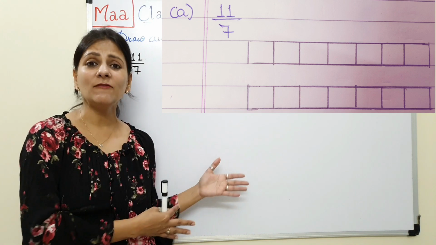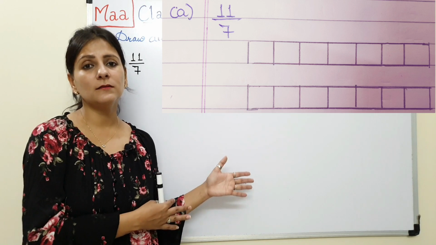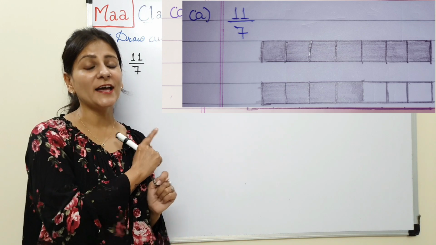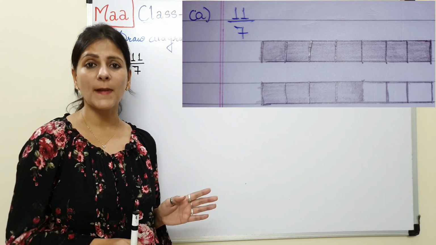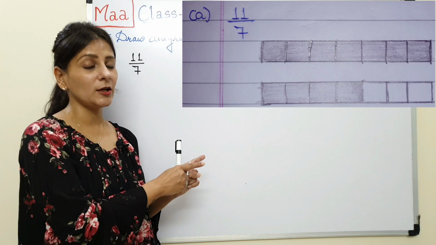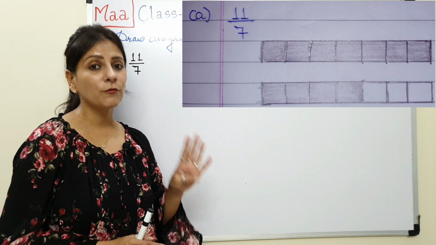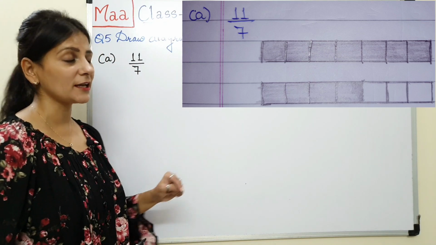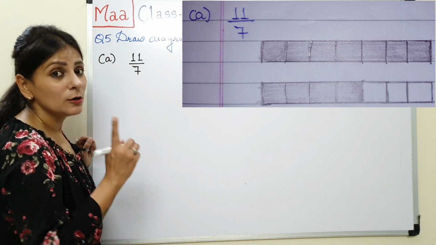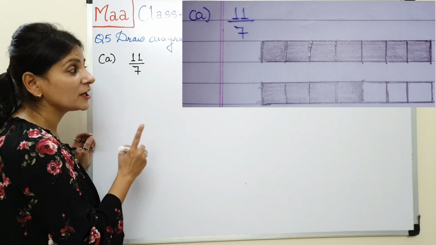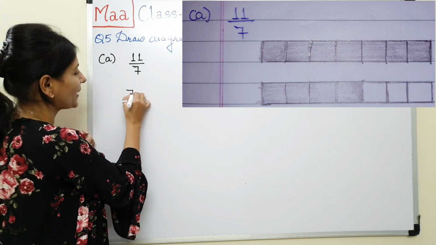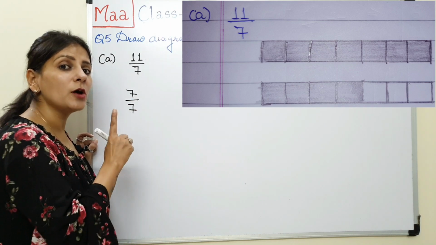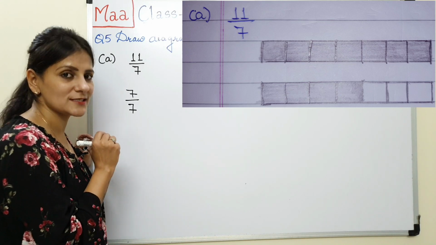Now I will start doing the shading in these rectangular boxes. How? See, in the first rectangular box I have done shading in all 7 parts, and in the second rectangular box I have done shading in 4 parts. Now why have I done shading in only 4 parts in the second rectangle? You can see that in the first part I have done shading in all 7 parts. So I can write it as 7 upon 7 because total 7 parts are there, and from 7 parts I have done shading in all 7 parts.